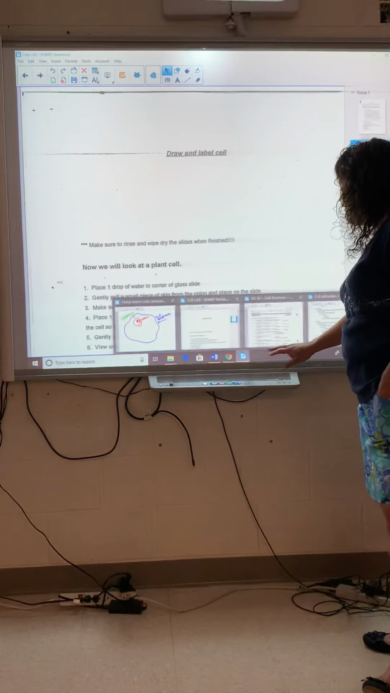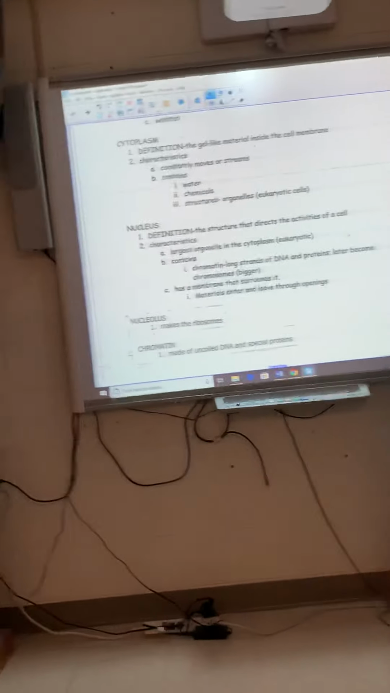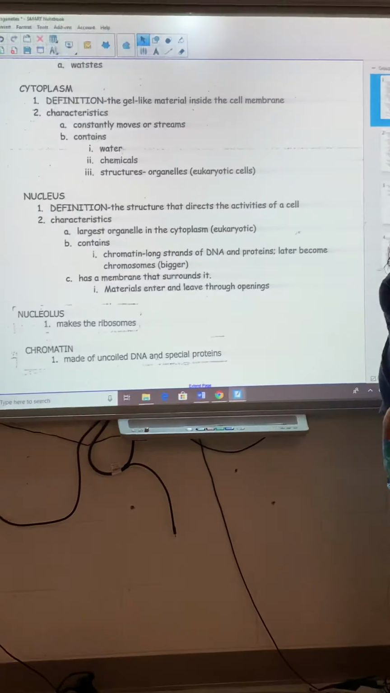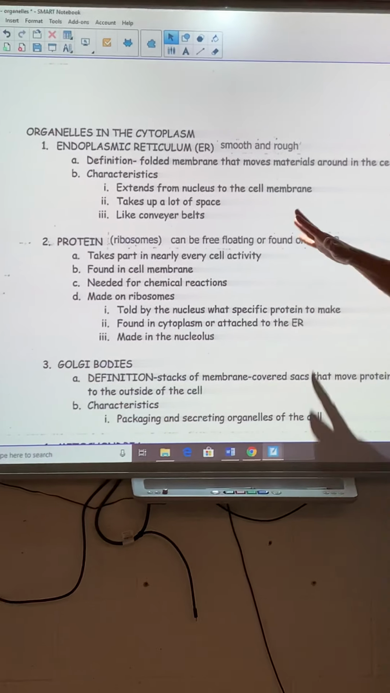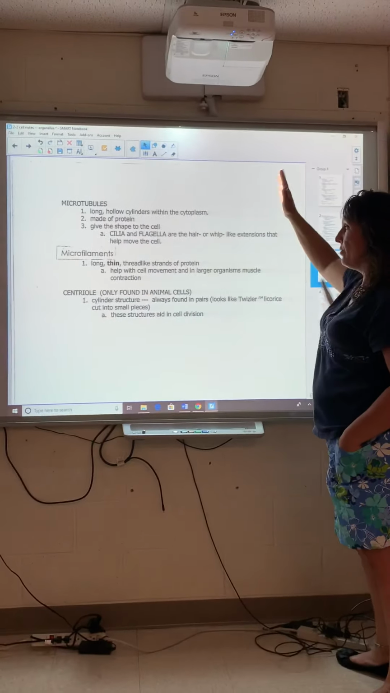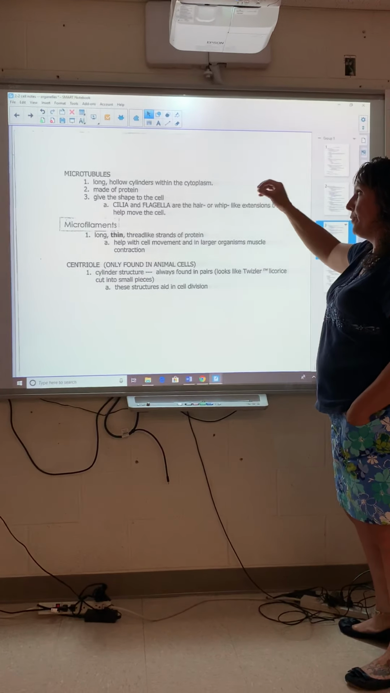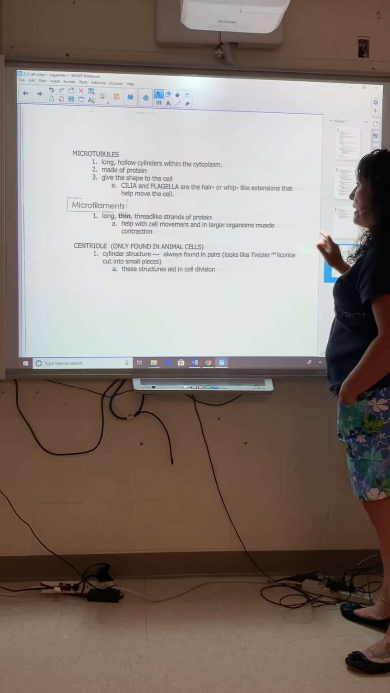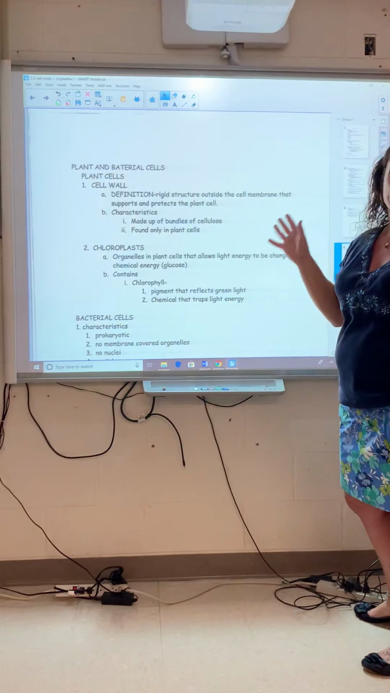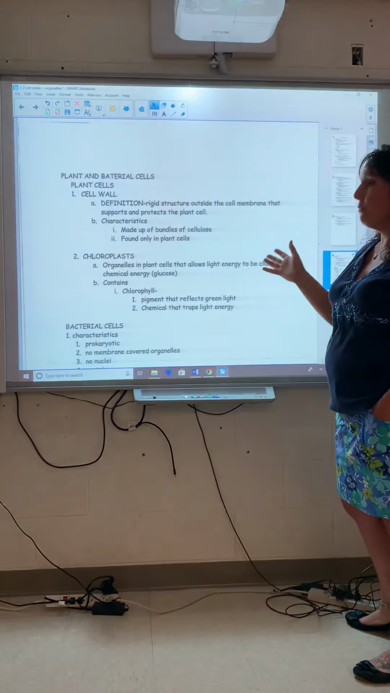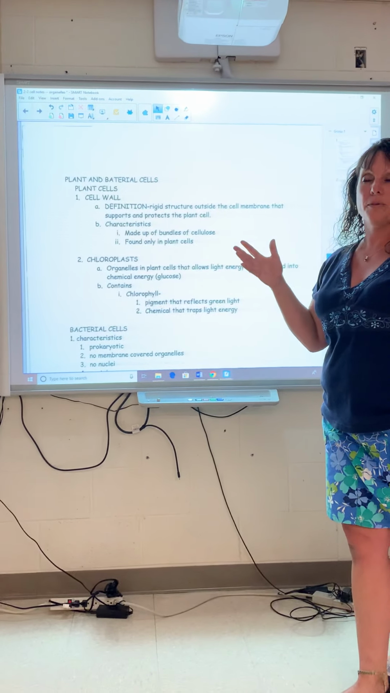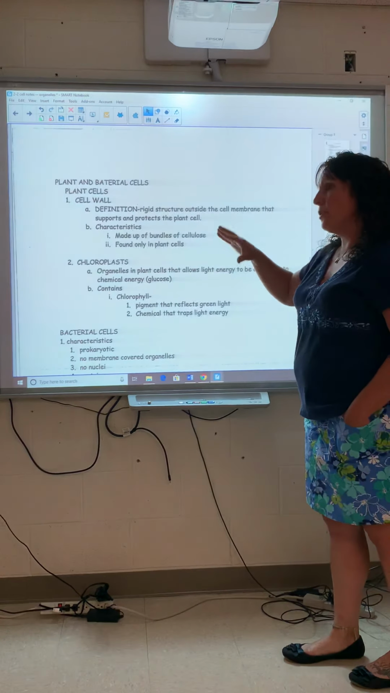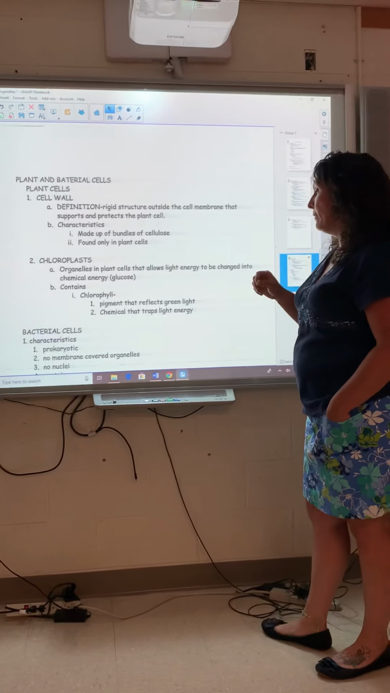And then again, all students would be able to go back and revisit all of the pages within on Google Classroom. So it identifies the endoplasmic reticulum, the Golgi bodies. It also talks about a few little key components, microtubules, centrioles, and things like that. And then also plant and bacterial cells and the few different kinds of organelles that they contain that would not be found in an animal cell. So we touch upon just the basic parts of the cell.